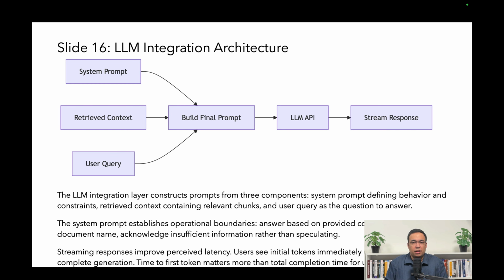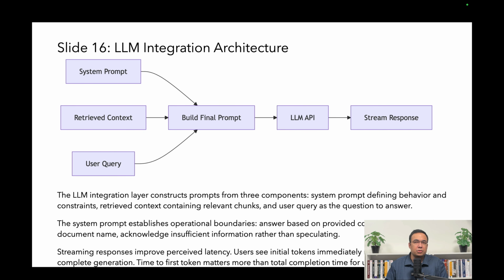Now let's talk about the LLM integration and how to structure this for production reliability. The LLM integration layer constructs your prompt from three distinct components. Number one, the system prompt defines the behavior and constraints. Number two, the retrieved context contains the relevant chunks you have assembled. And number three, the user query is the actual question being asked.